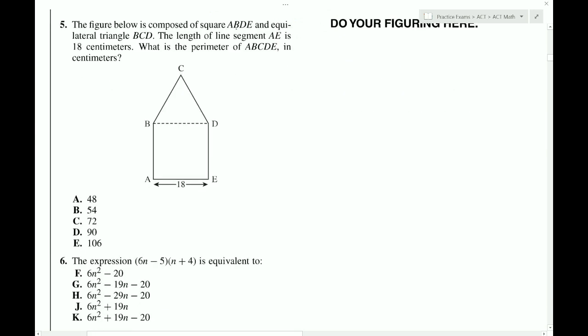The figure below is composed of a square and an equilateral triangle. The length of line segment AE is 18. All right, what is the perimeter? So it's a square, which means it's equal on all sides. So you got 18 on every side. And here you have an equilateral triangle, so it's also 18 on every side. And we want to know the perimeter, so how many 18s are we dealing with? Well, remember that this dotted line does not count. So we have 1, 2, 3, 4, 5 18s. So what's 18 times 5? We get 90.